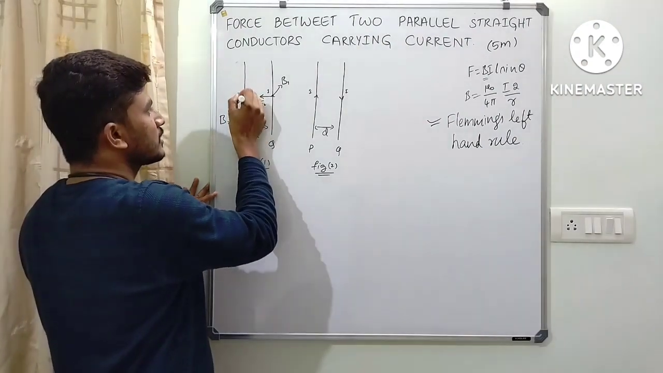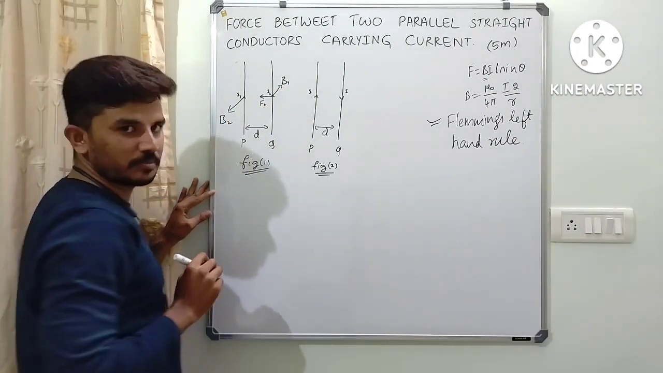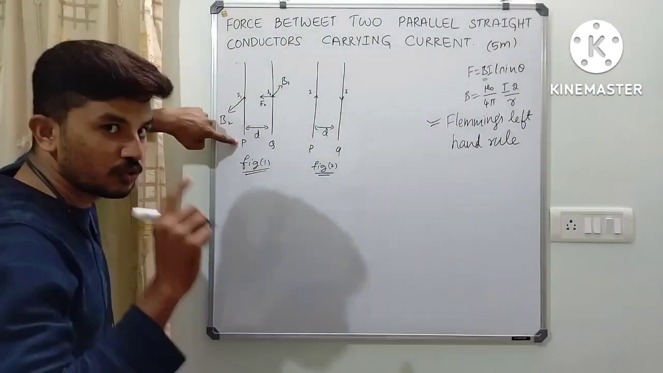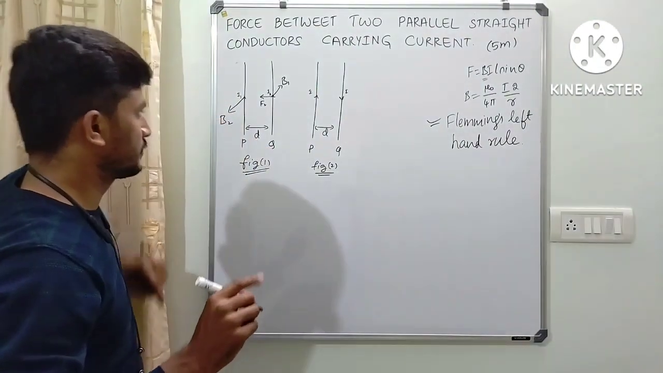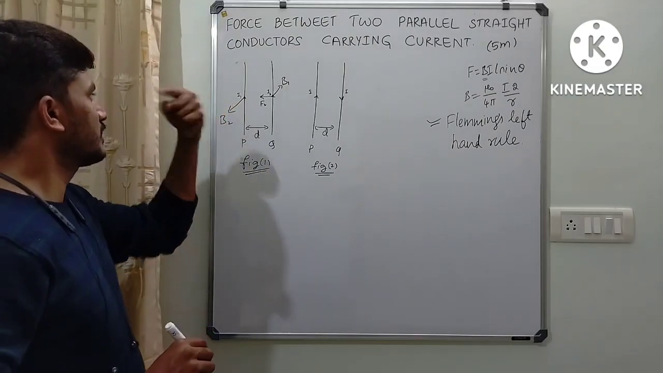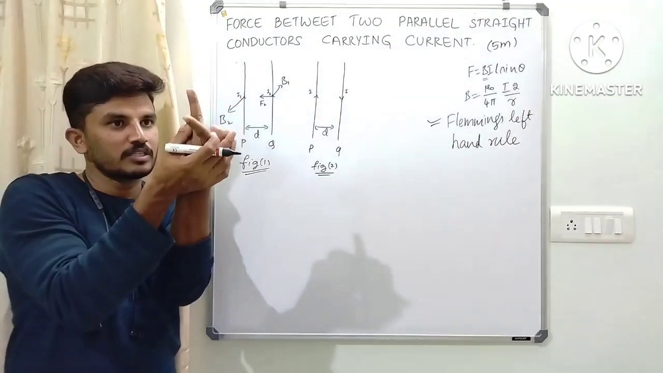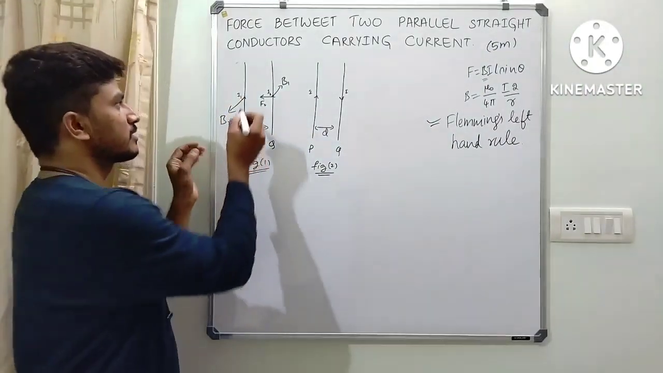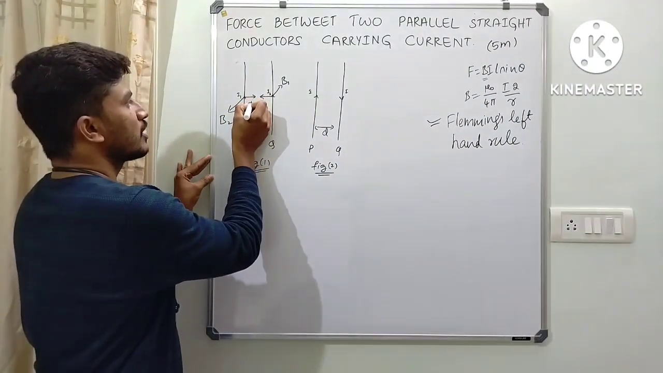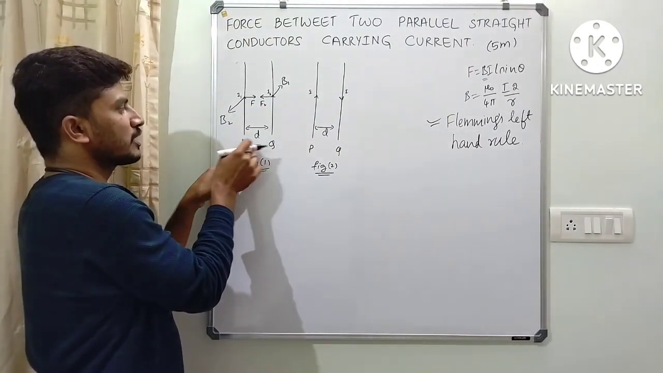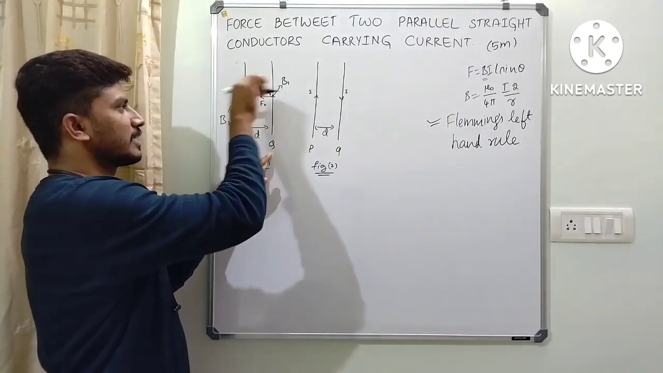Let me consider this I1, this I2. Then the force experienced by P due to the magnetic field produced by Q is given by, see, direction of magnetic field is outwards, direction of current is upwards, then force will be to the left side, means the force on P, the force on first conductor due to second conductor, will be in this direction.